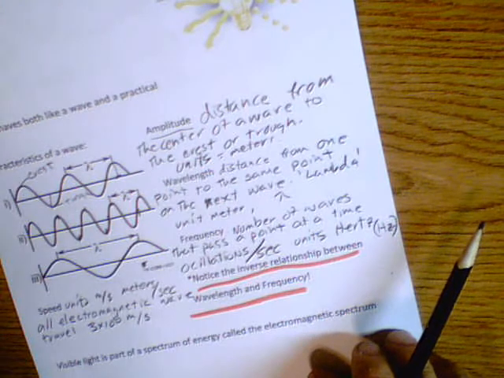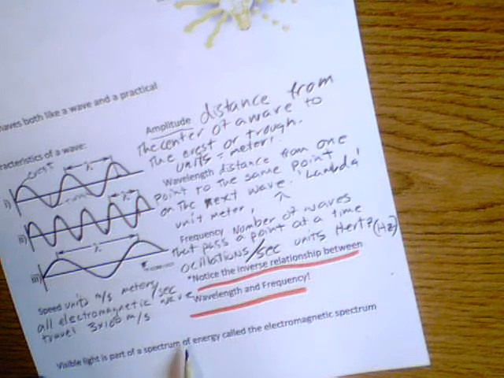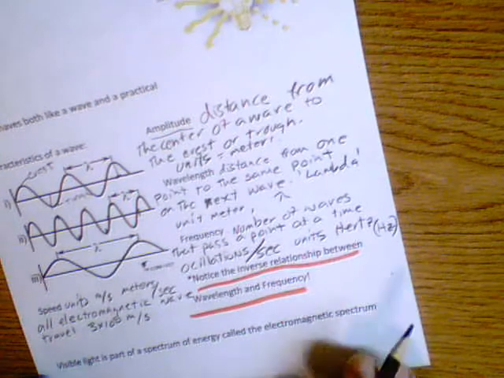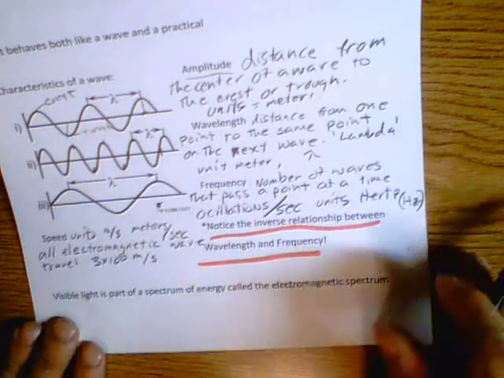Now, visible light is part of a spectrum of energy called the electromagnetic spectrum. So let's address the electromagnetic spectrum.